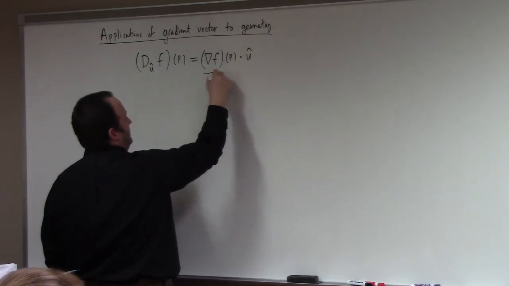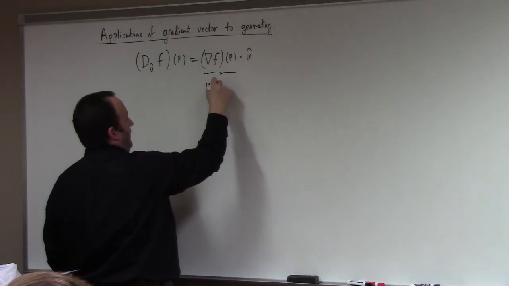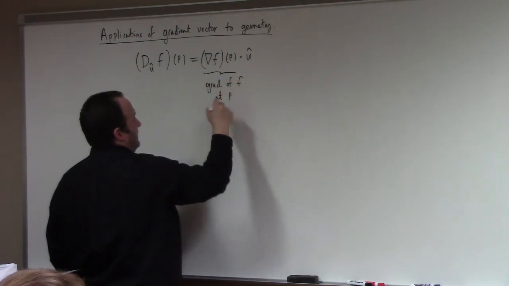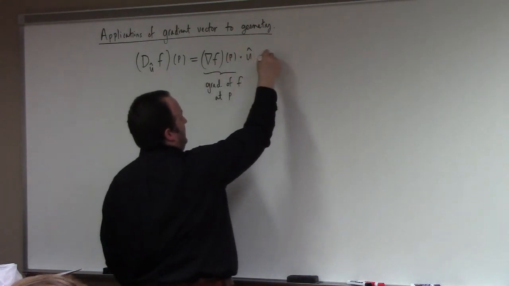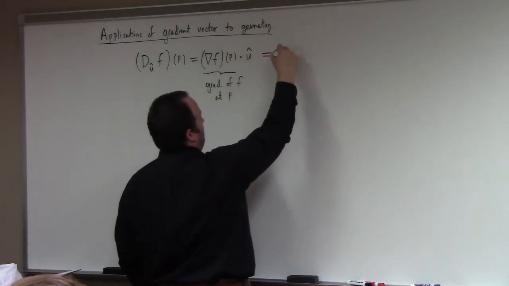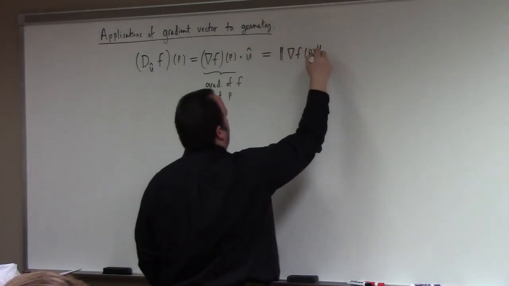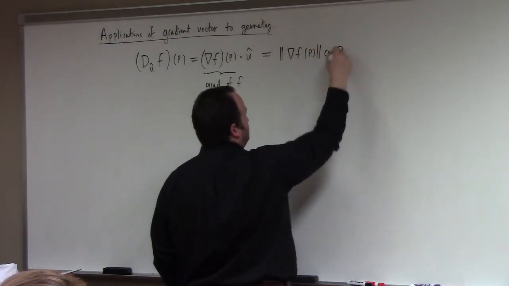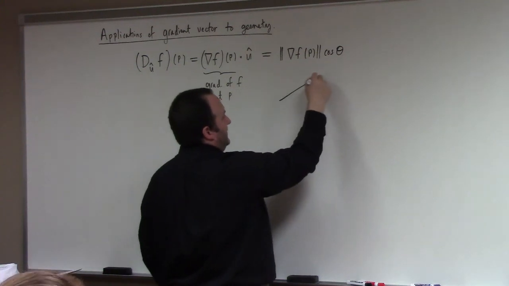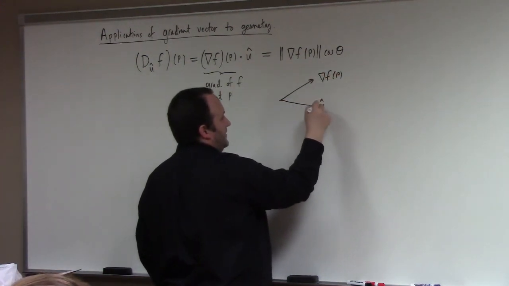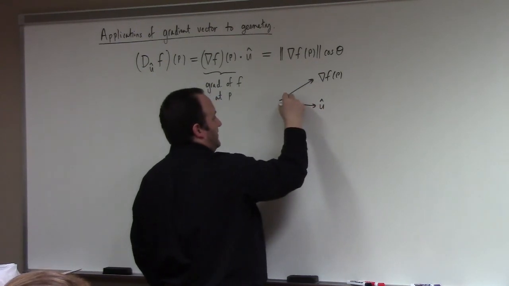So this right here is the gradient of f at P, right? And I pointed out that this is a dot product of two vectors, right? So it's really just the magnitude of the gradient at the point P times the cosine of the angle between them, right? So if this is the gradient of f at P, and this is the direction vector u hat, this is the angle between them, right?